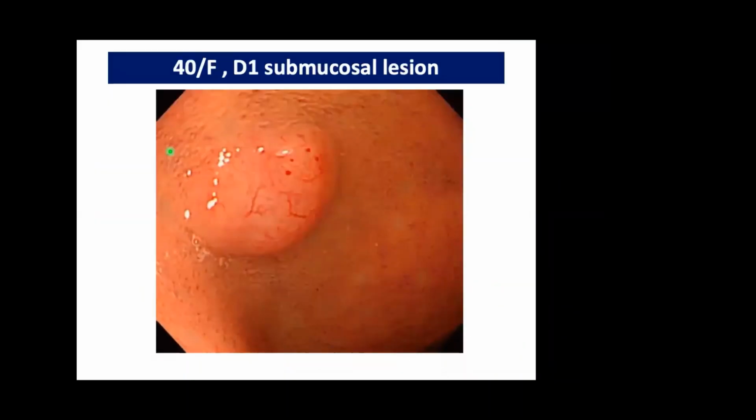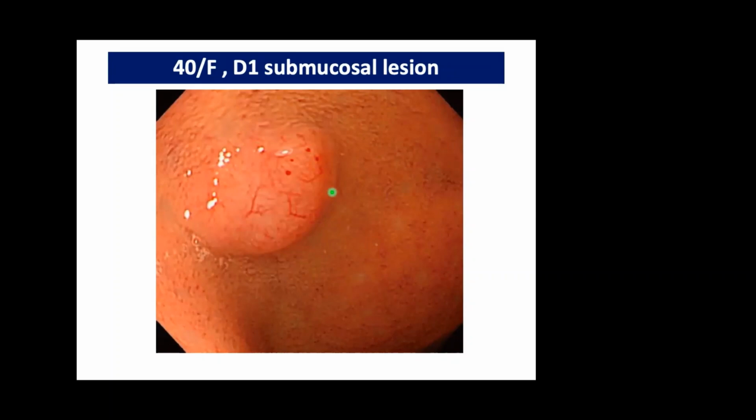Next is Dr. Praveen. Are you there? Yes, sir, I'm here. What do you think? It's a submucosal lesion. What is the differential diagnosis? Probably GIST or NET. One is GIST, second is NET, neuroendocrine tumor. Okay, anything else? Some congenital lesion also can.